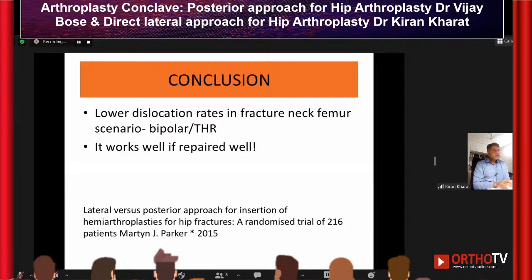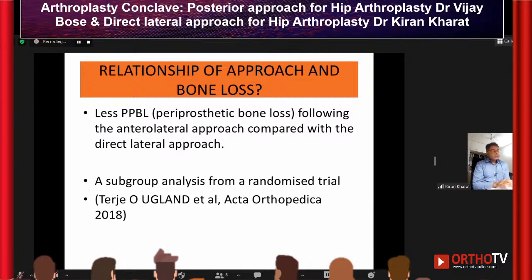So the conclusion is that the dislocation rates are certainly low. You look at any literature and it works well if it is repaired well. There's an interesting paper which Vishal Rajput told me about, by Martin Parker. I worked with him in Peterborough, and he looked at a randomized trial of 216 patients, and he said that the posterior approach was technically difficult in this study, but the overall outcomes were good, and the patients did well after being followed up for a year.